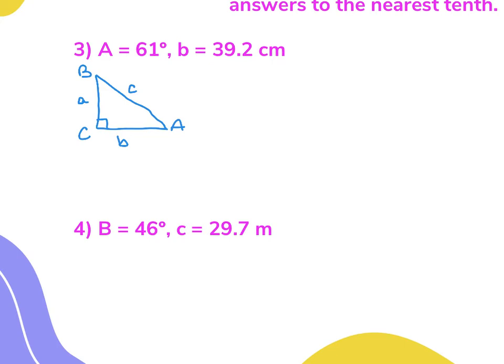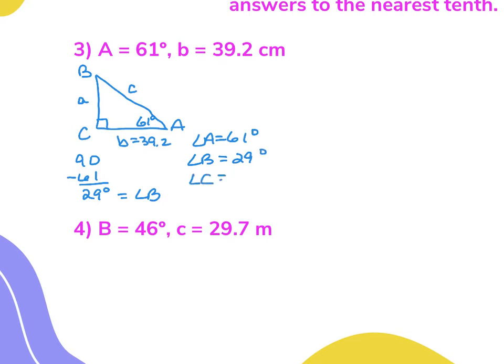I'm going to go ahead and label my picture, 61 degrees, 39.2. And now I'm going to find angle B first, because all I need to do is 90 minus 61, leaving me 29 degrees for angle B. So I now have angle A was given to me, 61. Angle B I just found by subtracting 61 from 90, and angle C was also given. It's the 90 degree angle.